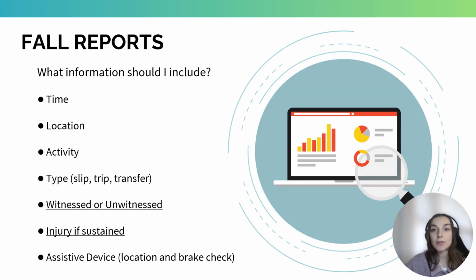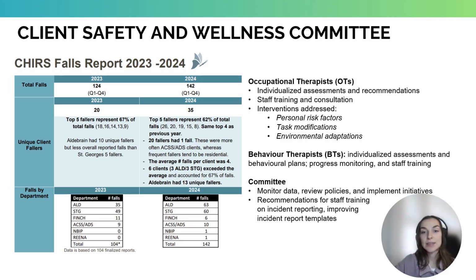When falls happen, a fall incident report should be completed that captures when the fall happened, where it happened, what activity the client was doing at the time, the type of fall, whether it was witnessed or unwitnessed, whether an injury was sustained, which is a really important piece to capture, and whether the client was using an assistive device at the time.